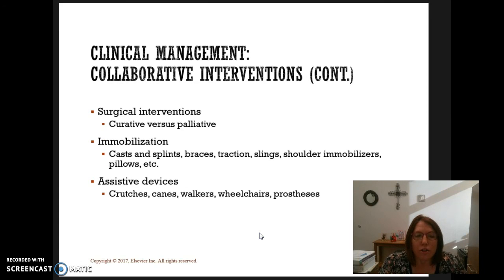Okay. Surgical interventions, immobilization, and assistive devices. We're going to go into more depth on some of the surgical interventions and the immobilization of the casting and the splints and things in another one of my lectures. In the lab, you've had or will have crutches, canes, walkers, wheelchairs. We didn't really talk too much about prosthesis, but that's when you have an artificial limb. We've discussed those things, and we'll discuss the rest a little bit later on.